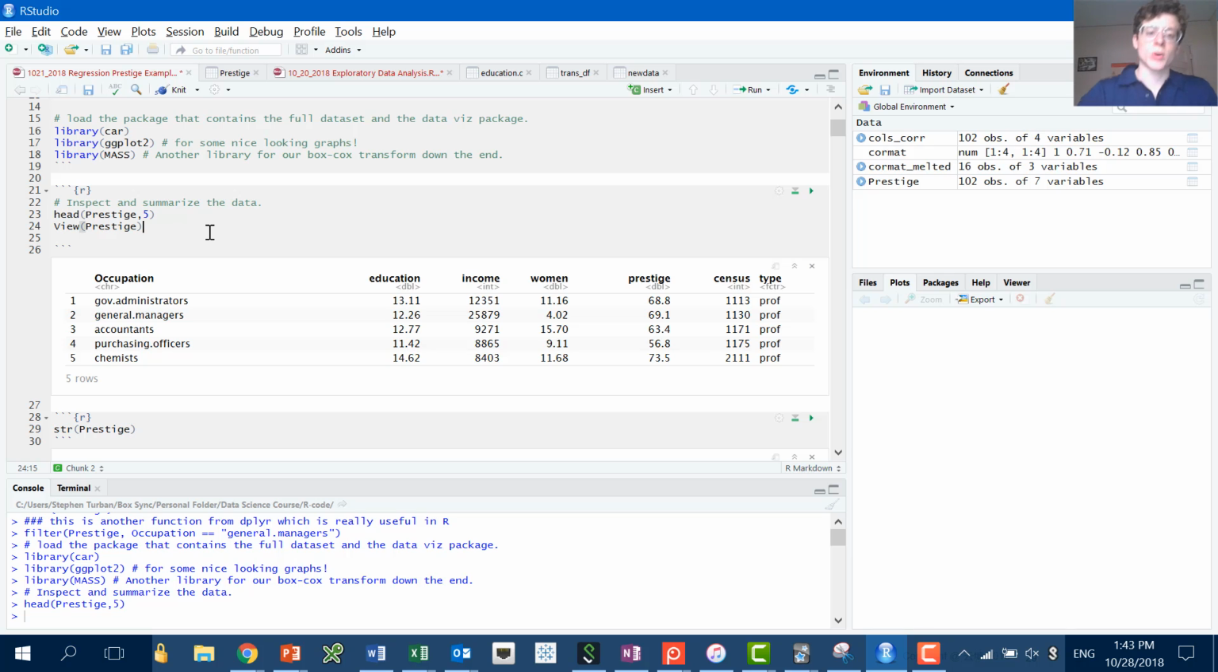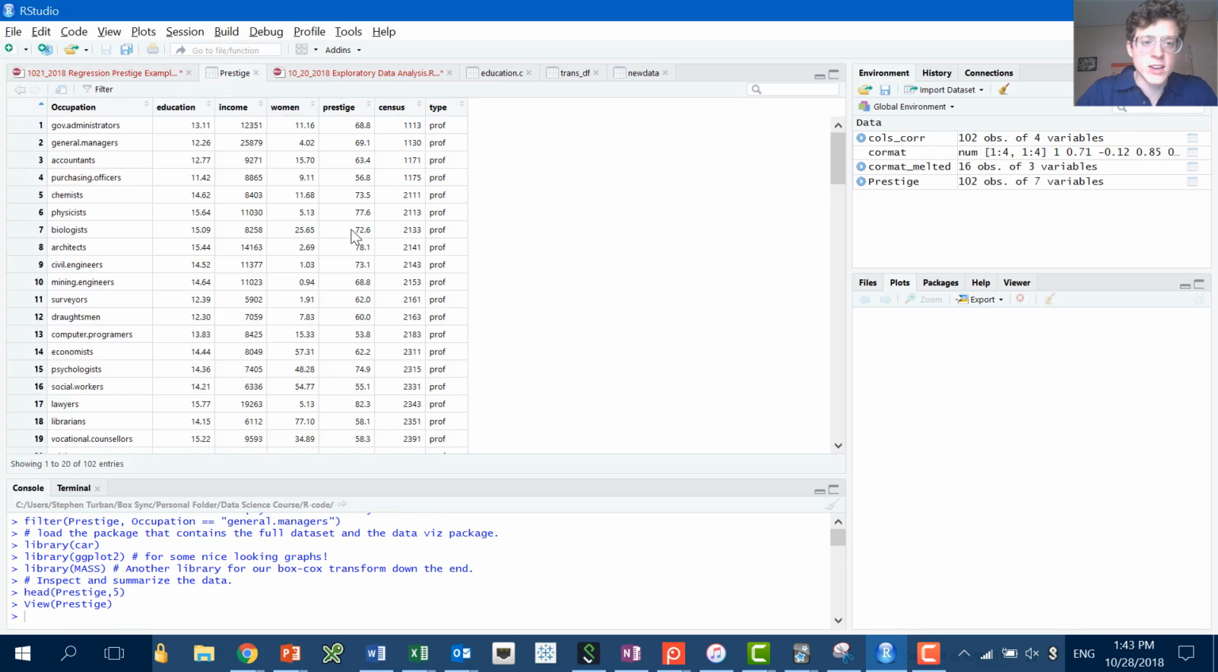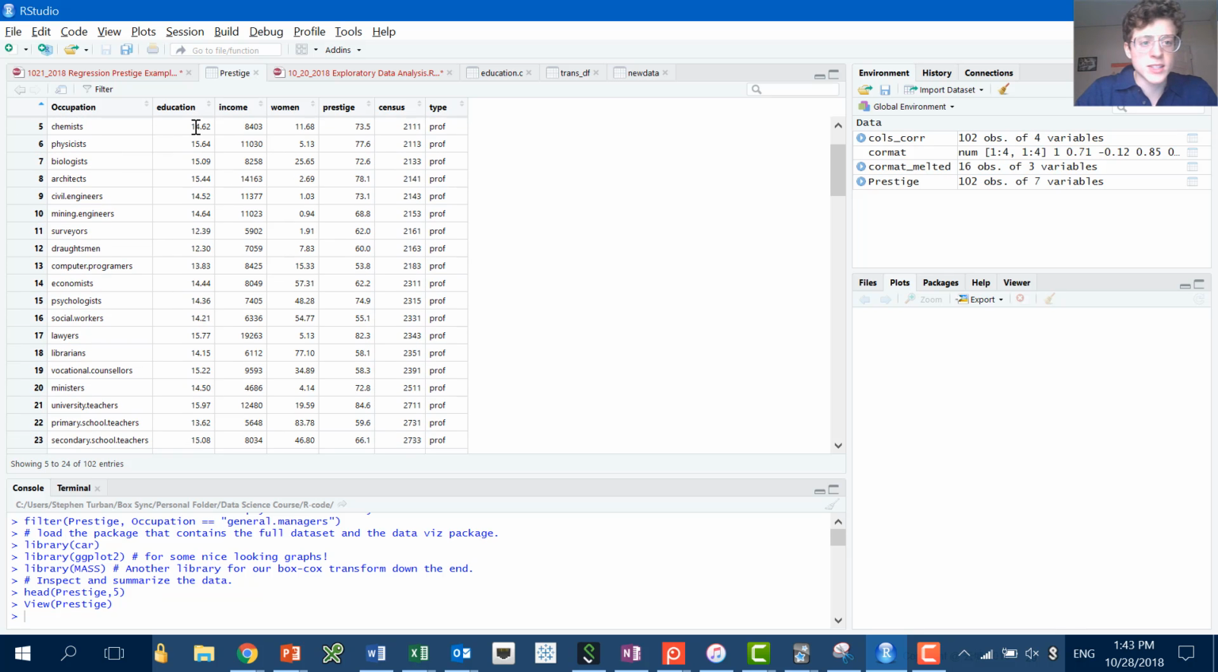So we're just going to choose one. I think we're going to choose the education relationship. Look at the data set here. We can also look through chemists: high education, okay income, some women, not very many, and high prestige. So this is just an example.